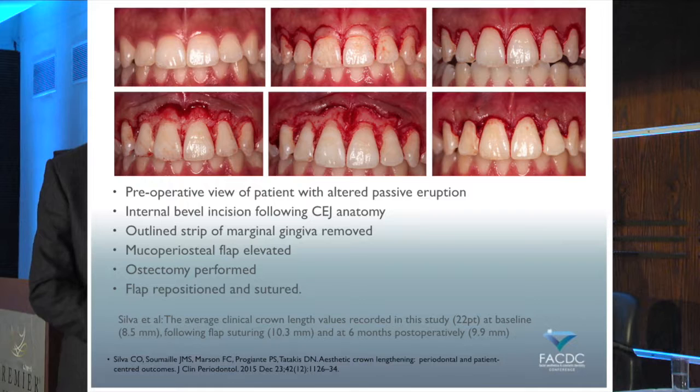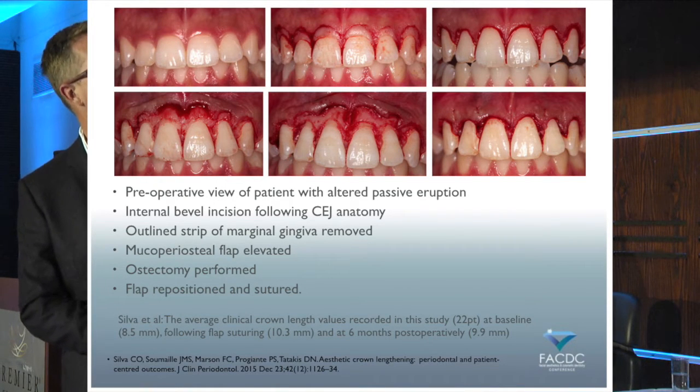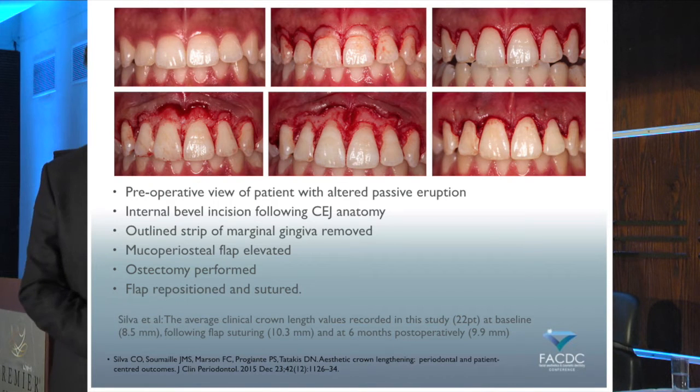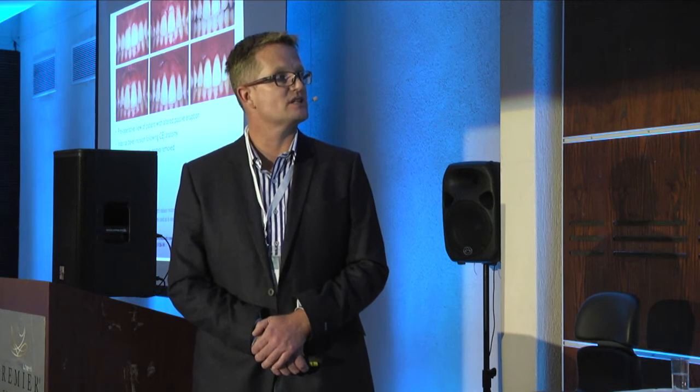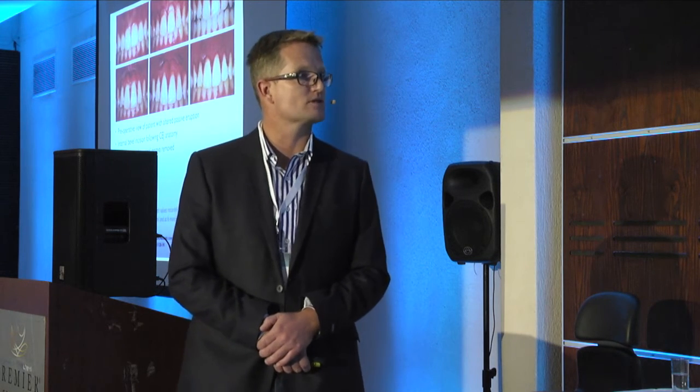So this is a study by Silva in 2015. He evaluated a traditional crown lengthening procedure. It was done by mechanical instrumentation, also open flap. As you can see from the results, out of 22 patients, the baseline crown length was 8.5 millimeters, after sutures 10.3, and 6 months post-op 9.9 millimeters. So still a very good result and a good technique to use.